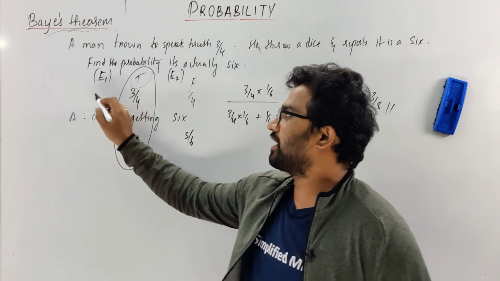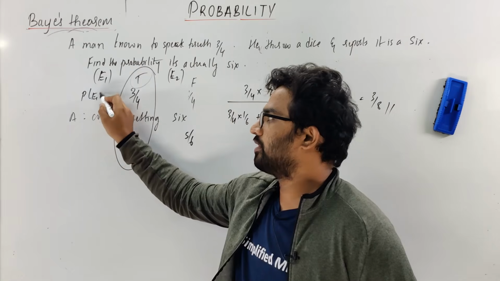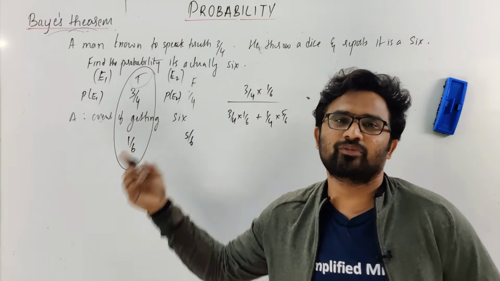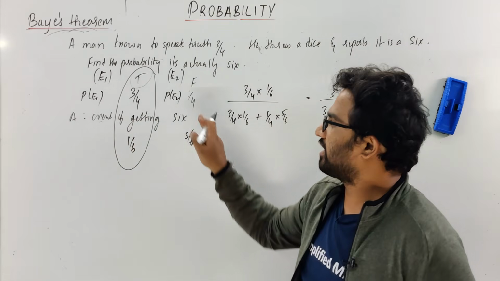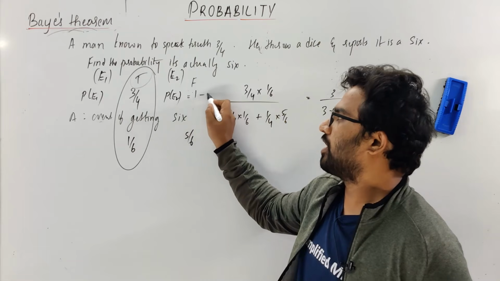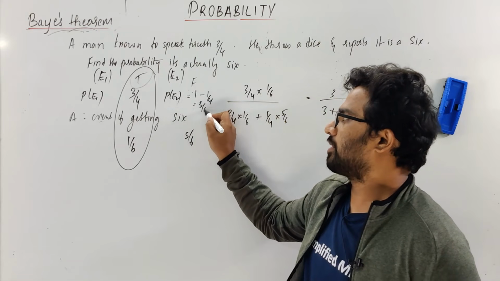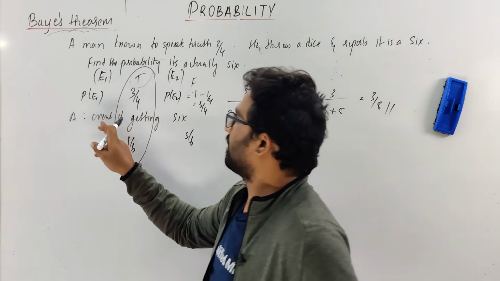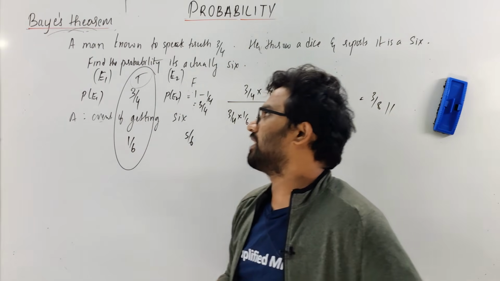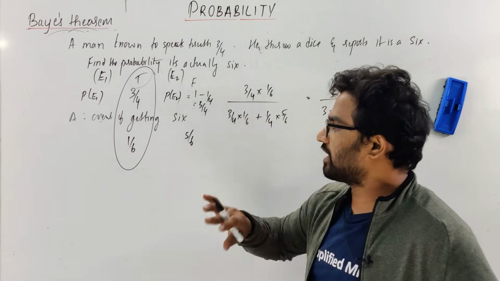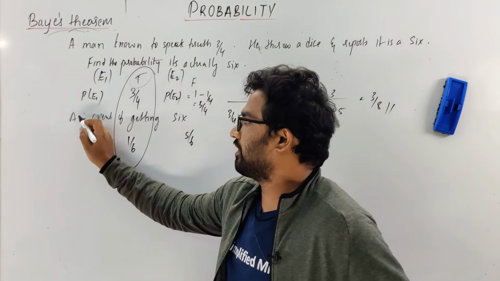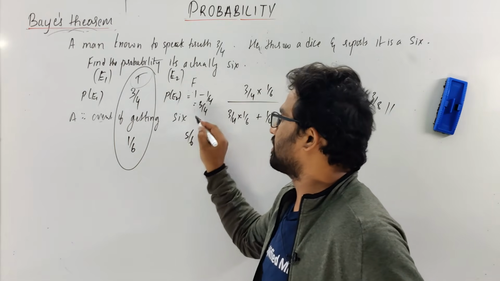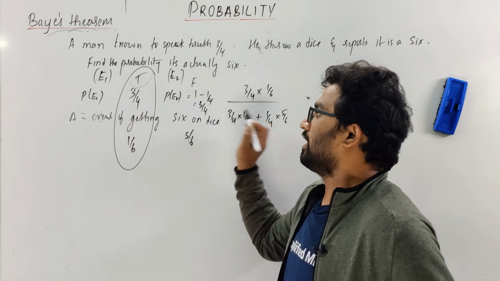Then probability of E1 is given by 3/4. Probability of E2 is given by 1 minus 3/4. No, directly you should write 1/4 too. That's nothing but 1 minus 3/4, that is 1/4. You have to write the statements of E1, E2, probability of E1, probability of E2. Then let A be the event of getting a 6 on the dice.